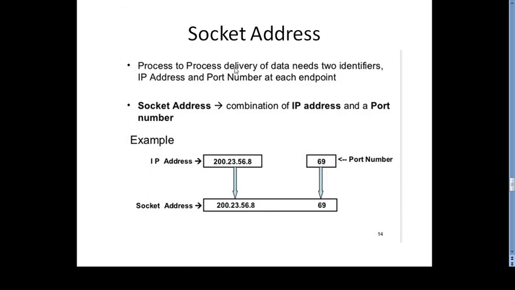So, socket address. Process-to-process delivery is done using only two identifiers. The first one is the IP address and the second one is the port number. So a socket address is a combination of the IP address plus the port number. So IP address plus port number is the socket address.